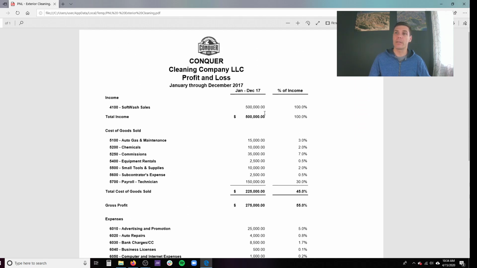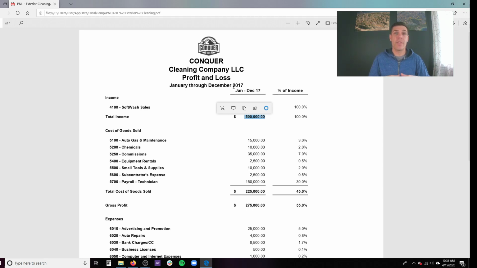Let's take a for instance. Let's say this company did $500,000 in revenue in 2017, and in 2018 they had a goal of doing $750,000 in revenue. That's an additional $250,000. Now, can this company just go out and do that additional work without reinvesting back into the company a little bit? Probably not. They're going to need an additional truck, maybe some more equipment, hire some more staff, a wrap on the truck or trucks.